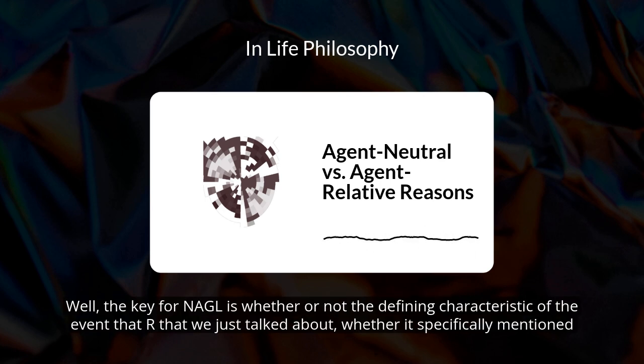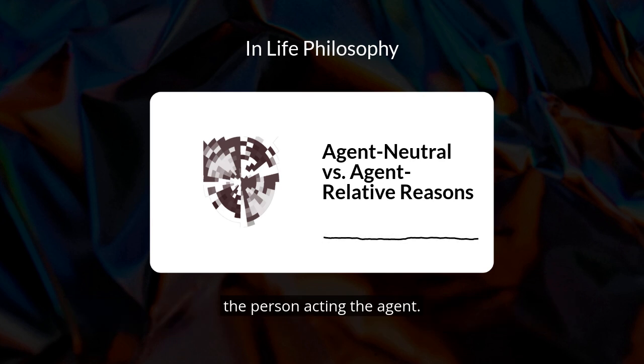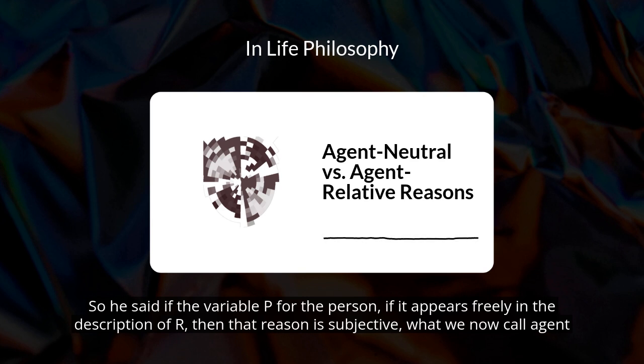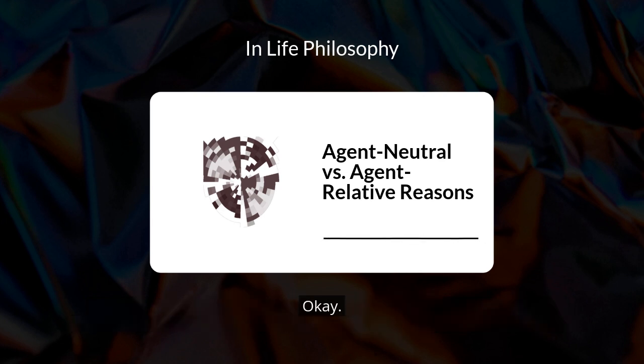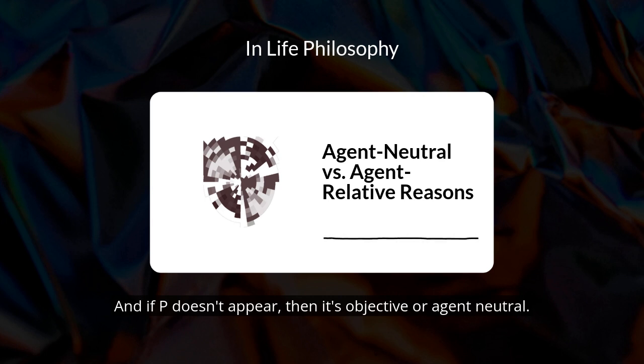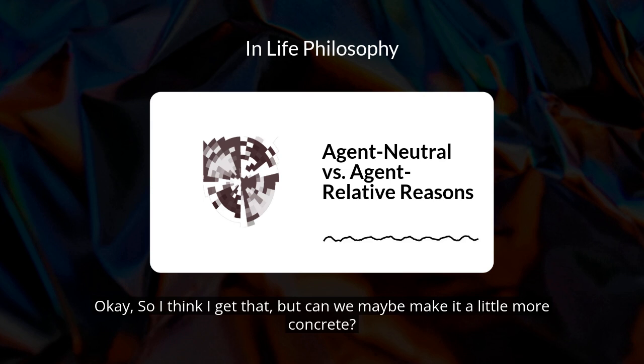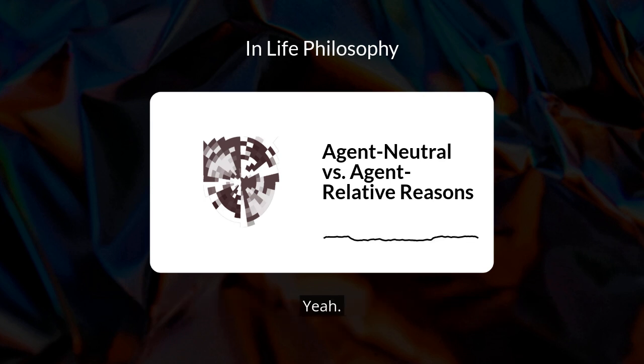The key for Nagel is whether the defining characteristic of the event, that R we just talked about, specifically mentions the person acting, the agent. He formalized this a little bit. If the variable P for the person appears freely in the description of R, then that reason is subjective, what we now call agent relative. And if P doesn't appear, then it's objective, or agent neutral. I think I get that, but can we make it a little more concrete? Can we have an example? Absolutely.